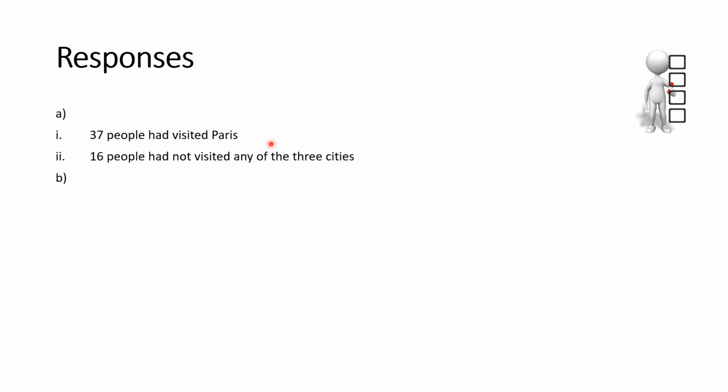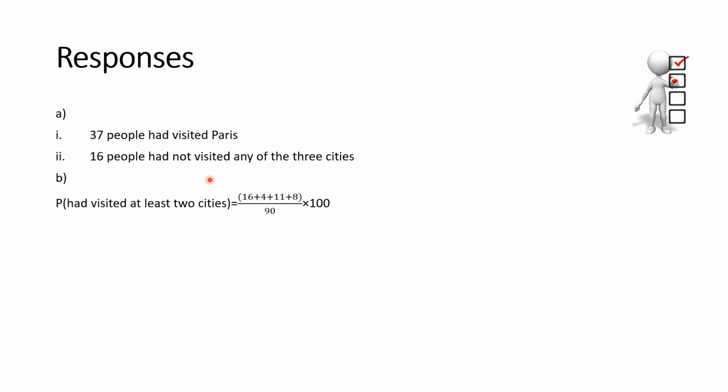Then Roman 2 of part A says to find the number of people who had not visited any of the 3 cities. And we have seen that 16 people had not visited any of the 3 cities. We got this 16 as the value of K by subtracting 74 from 90.